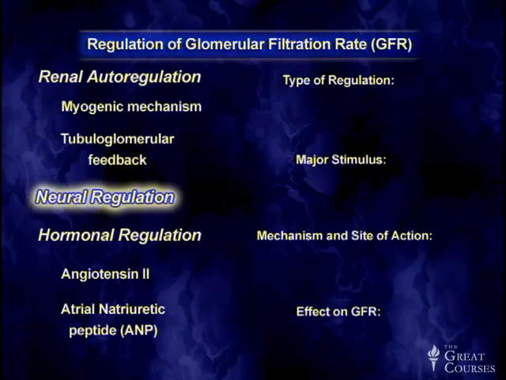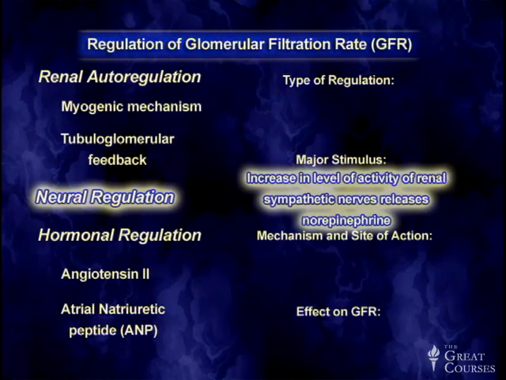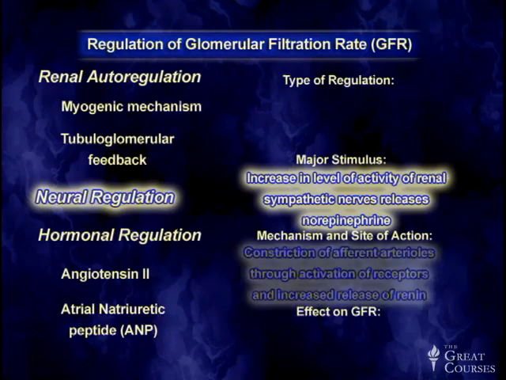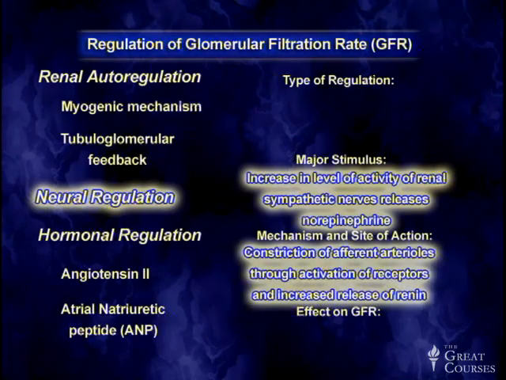The neural regulation is involved with increased activity of the sympathetic nerves, which will release norepinephrine across the synapse, and also go to the adrenal gland and release norepinephrine from the adrenal medulla. This will cause constriction of the afferent arterioles through some receptors, and it also releases another substance we haven't heard of before called renin. I'm going to tell you about renin in a minute. Again, the net effect is decreased GFR.